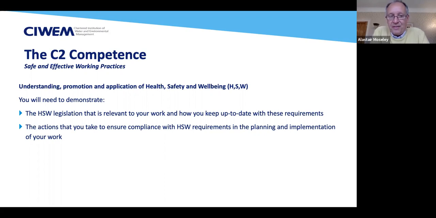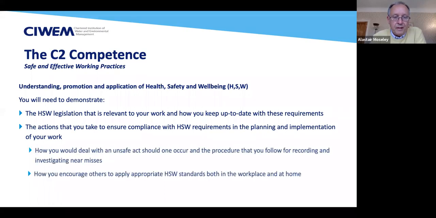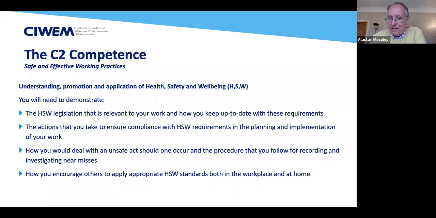If nothing else, just the Health and Safety at Work Act, but there's loads and loads of regulations that come on the back of that, which are worth knowing. And what do you do to keep up to date with these requirements? Things like toolbox talks, for instance, your CPD would all count on here, showing that you are keeping current. What actions you take to ensure compliance with those health and safety requirements in the planning and implementation of your work. So this is where the risk assessment will be coming in. If you're sending teams out to do surveys, for instance, showing that you understand the health and safety requirements of your colleagues when you're putting them out into the workplace. How you deal with an unsafe act is always a good piece of evidence to show, should one occur, and the procedure that you followed for recording and investigating any near misses.